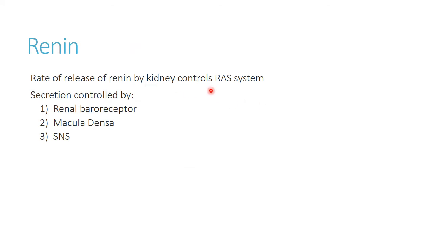So again, as we mentioned, that renin-angiotensin system is going to be controlled by things like the renal baroreceptors, which again, are sensing pressure, that macula densa, and then the sympathetic nervous system. More sympathetic effects, more renin-angiotensin activation.